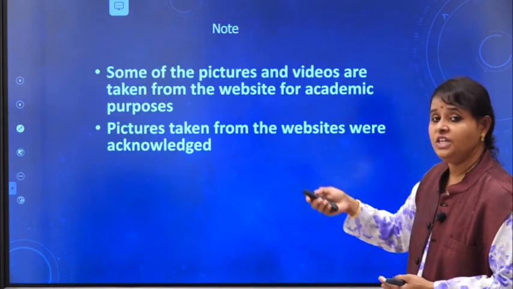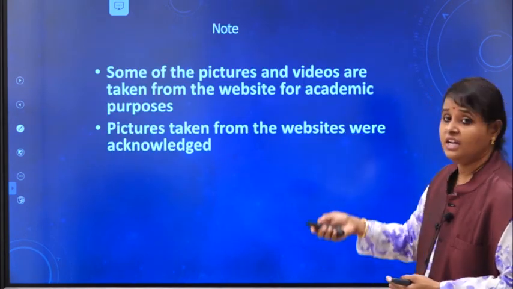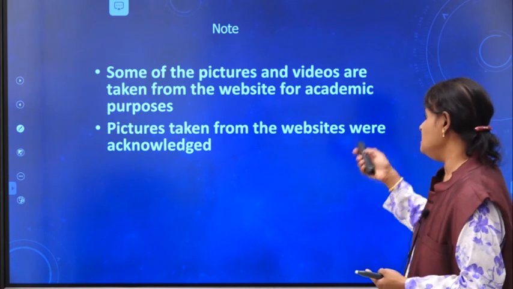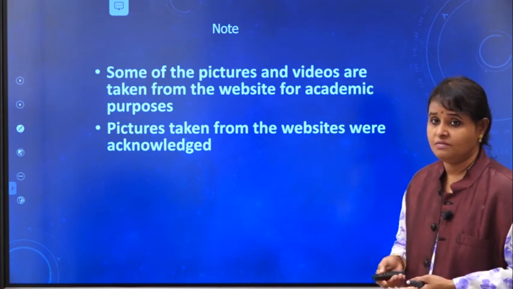These are some of the references taken from the website. Some of the pictures and videos were taken from the website for academic purpose. The pictures taken from the website were acknowledged.